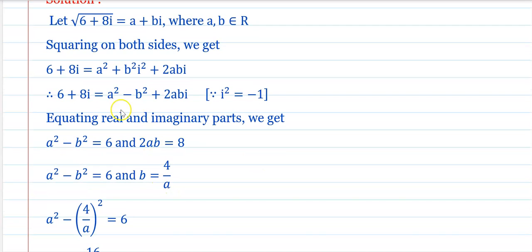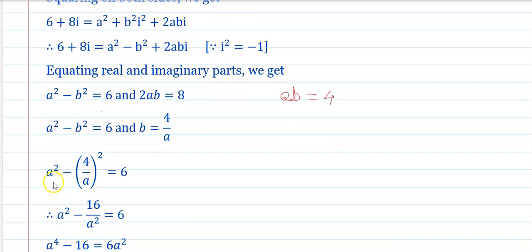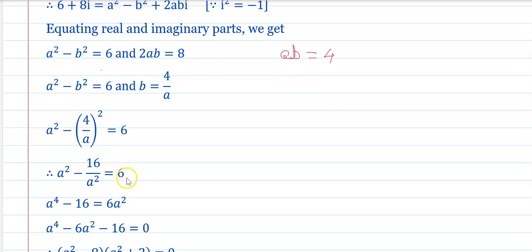Again we will equate real part and imaginary part. Real part is a square minus b square is equals to 6. Imaginary part is 2abi is equals to 8i. Therefore 2ab is equals to 8. Therefore ab is equals to 4. What is that? b is equals to 4 upon a. Substitute the value of b here. Then you are getting a square minus (4 upon a) whole square is equals to 6.